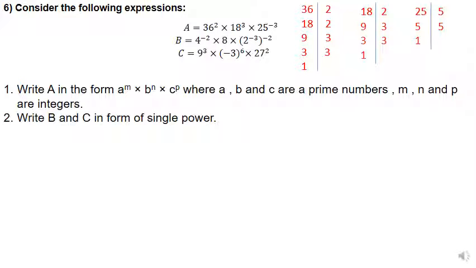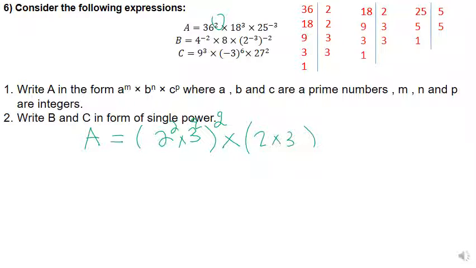So I'm trying now to solve A. A is 36 to the power 2, but now 36 is 2 squared times 3 squared, all of it to the power 2. Don't forget that we have times 2 to the power 2. Now 18 is 2 times 3 squared, all of it to the power 3, times 25, which is 5 squared, all of it to the power 3, minus 3.